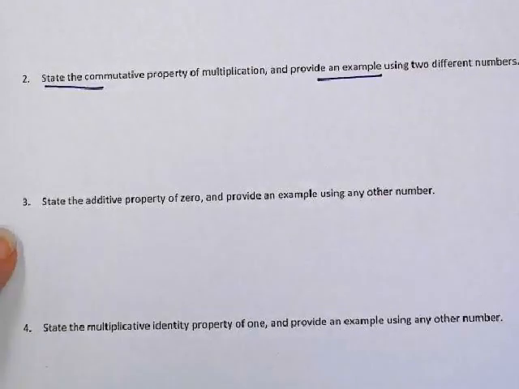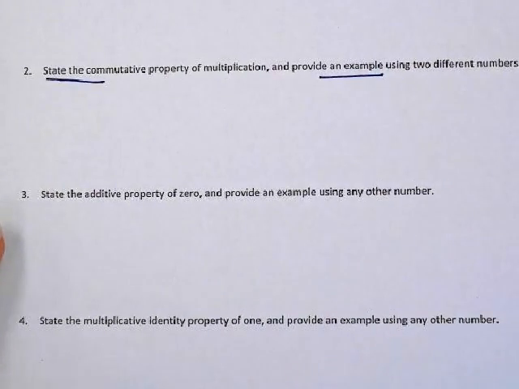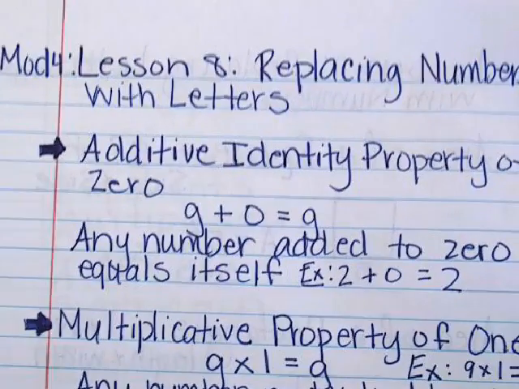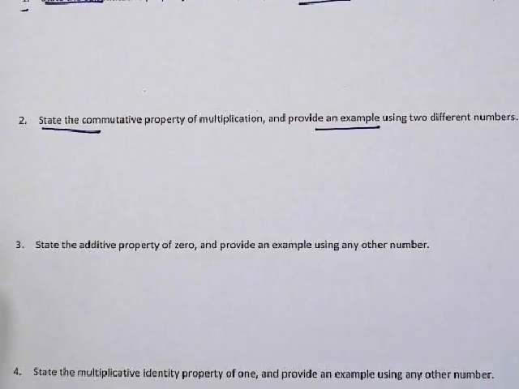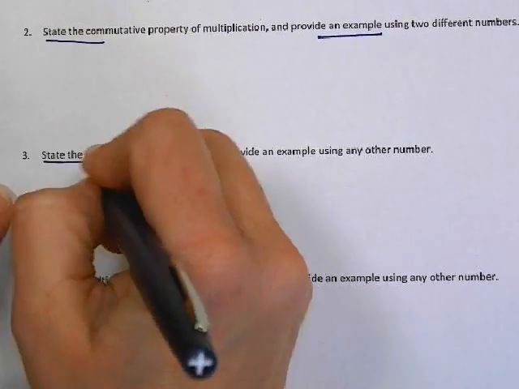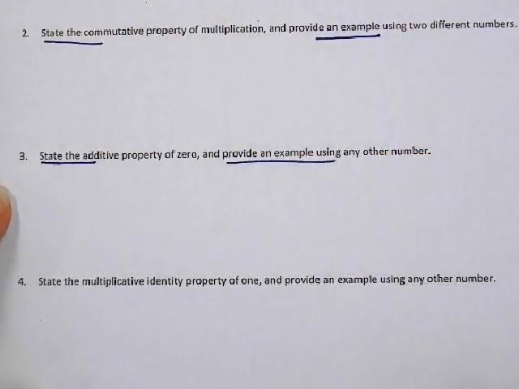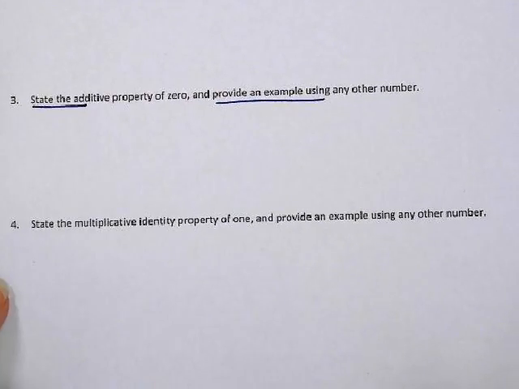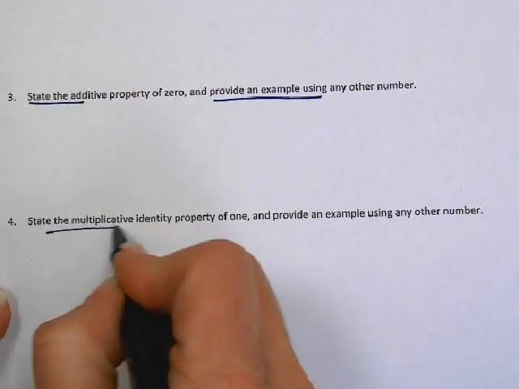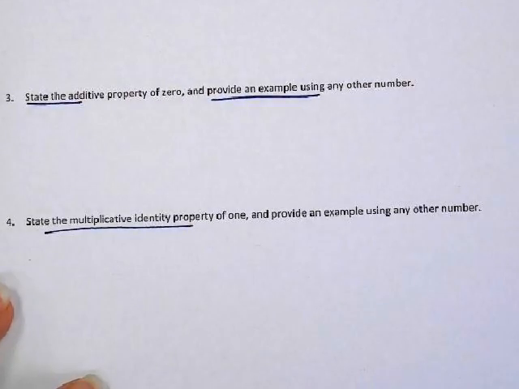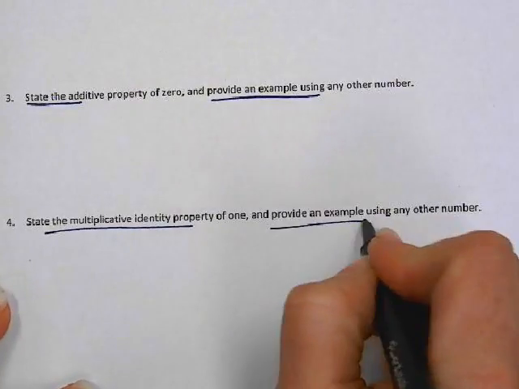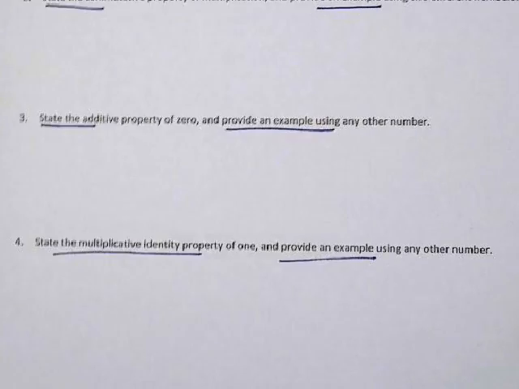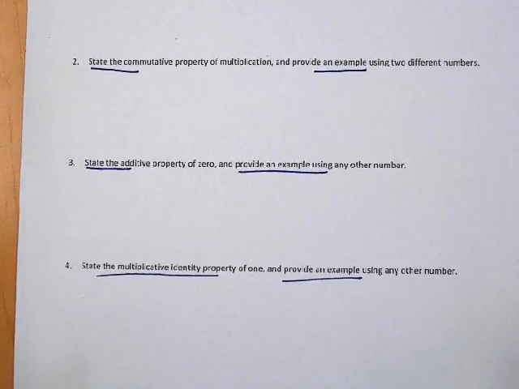Number 3, state the additive property of 0, which we also talked about in our notes. That was this very first one, additive property of 0. So again, you're going to state what it means, and you're going to give an example. Okay, please make sure you do not use the example that we gave. Use a different one. And then last, state the multiplicative identity property of 1, again, that is also in our notes, and provide an example. And again, you want to make sure you use a different example than what we have in our notes. So all 4 are a must. Make sure you state it.